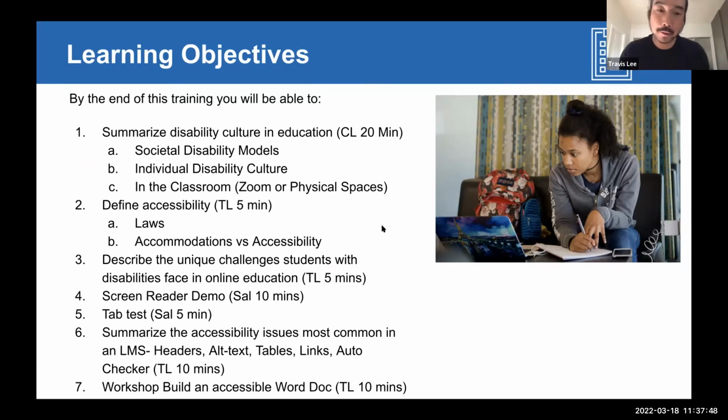We're going to start with Carolanne for the first 20 minutes or so. She's going to talk about the different models of disability, the individual in disability culture, the classroom for those with disabilities. Then I'm going to move into my section, which is going to talk about the laws around disability, why we are even doing this from a legal perspective. I'll quickly touch on accommodations versus accessibility, so you kind of know what your role is as a faculty member. I'm going to describe the unique challenges that students with disabilities face in online education. Then we're going to jump over to Sal, who's going to do a screen reader demo.